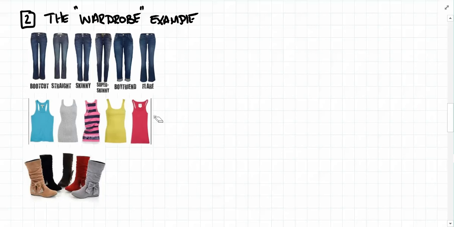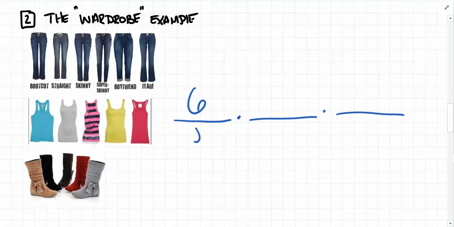But if I want the total number of wardrobes that I could actually create from this, I'm going to use the fundamental counting principle. So I'm going to take each successive event and multiply the number of ways we can do that. We're going to first pick the jeans. There's 1, 2, 3, 4, 5, 6. There's 6 different pairs of jeans we could pick. Then I'm going to pick the shirts, and there's 1, 2, 3, 4, 5.